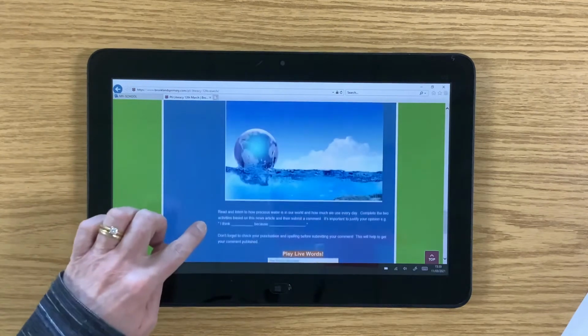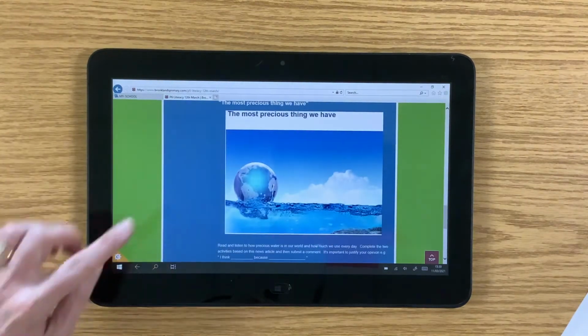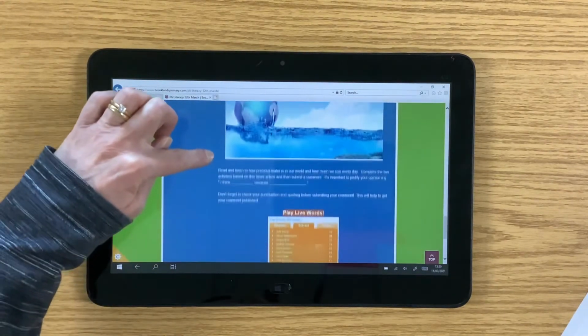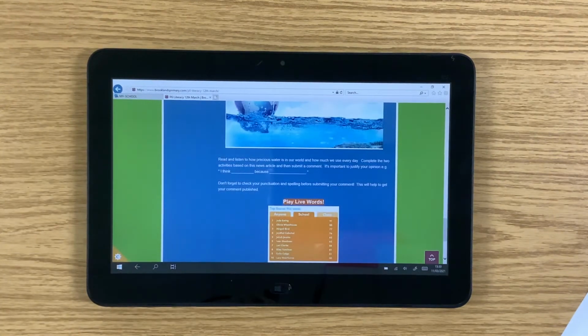So go and have a read through the story that's called The Most Precious Thing We Have. And then underneath that story, there are some activities for you to have a go at. And then to finish off, we would love you to write a comment based on that story. Don't forget to justify whatever your opinion is.